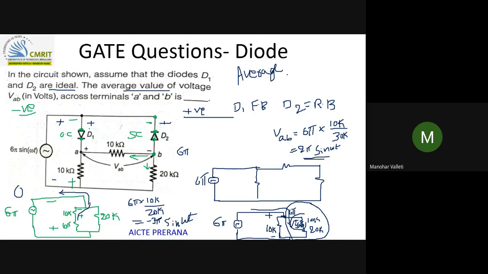Fine. Average value. Can you apply the integral, find it out and tell me? So you need to apply, for the positive half cycle, integral 0 to pi of 2 pi sin omega t dt, plus integral pi to 2 pi of minus 3 pi sin omega t dt, all multiplied by 1 by 2 pi. I'm not writing it completely.